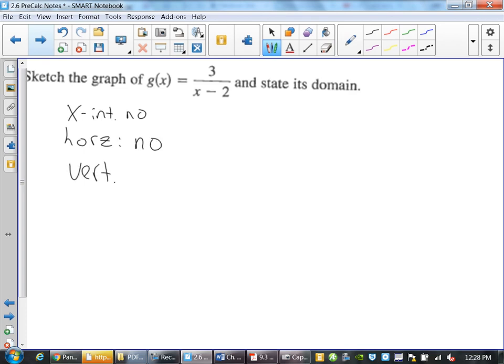Where's the vertical asymptote? Maybe there's a 2. Okay. How do I write that? X equals 2. Thank you, sir. X equals 2. So now we go to look at our graph.